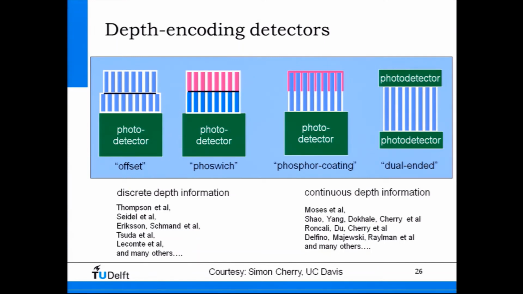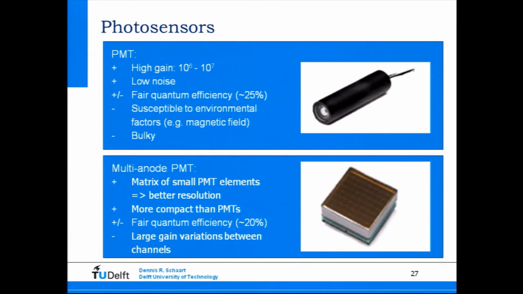And finally, another approach is to read out the crystals from two sides, and then from the ratio of the signals on both sides, you can decode at which depth the crystal has been hit, at least in principle. So these are, let's say, geometric solutions to decode at which depth the crystals have been hit. And as you can imagine, that requires photosensors that are a little bit more refined than the classic photomultiplier that's used in clinical PET systems.